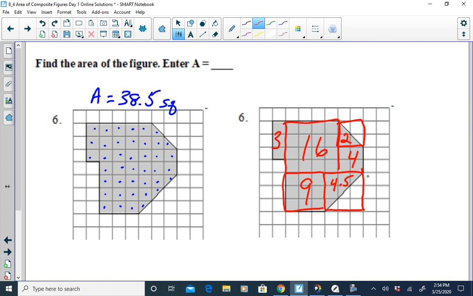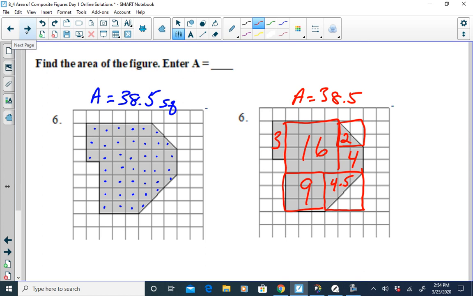Let's see if we get the same answer if we add all these numbers together. 3 plus 16 is 19. 19 and 2 is 21. 21 and 4 is 25. 25 and 9 is 34. 34 and 4.5. You're still getting an area of 38.5. So those are your options. There are different ways that you could do it. All right, so let's just take a look at the next few problems.